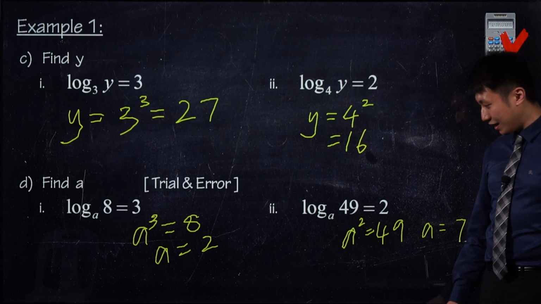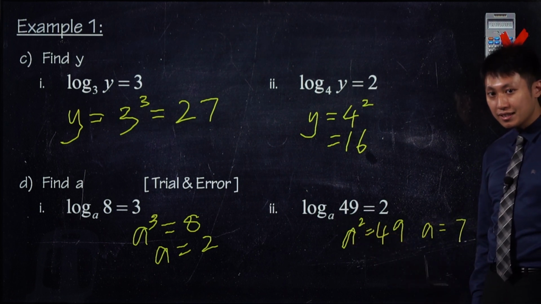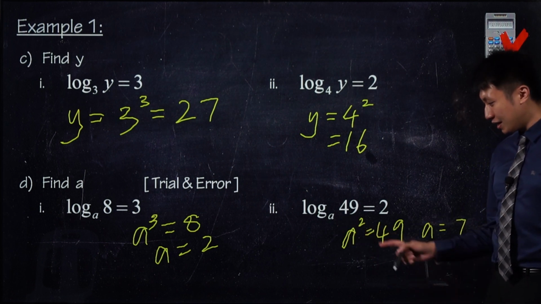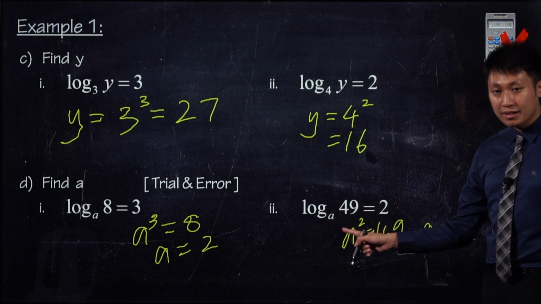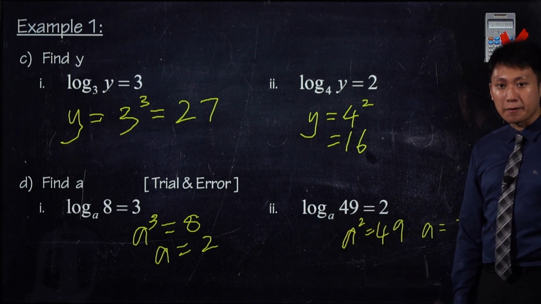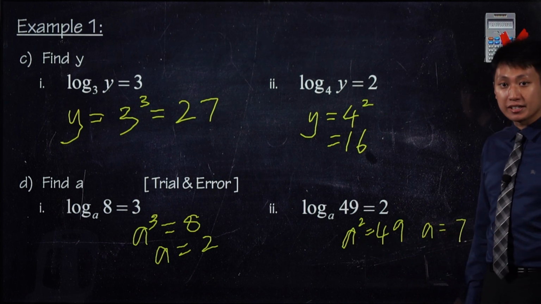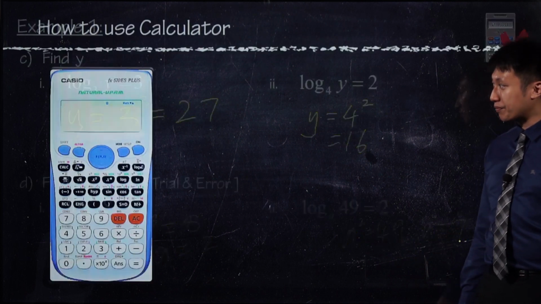Are you thinking that it might be negative 7? That's not the case, because the base of a log must be a positive number. So there is no negative 7 for this case. Okay, let's move on.